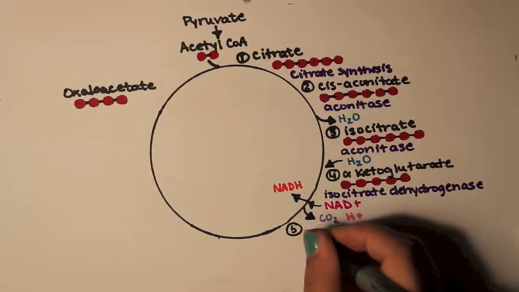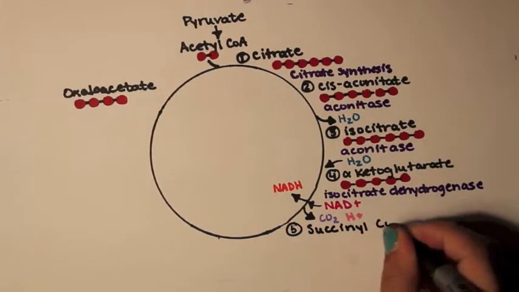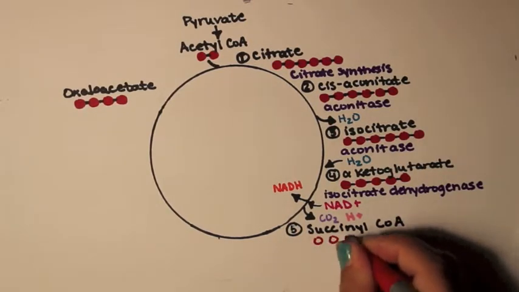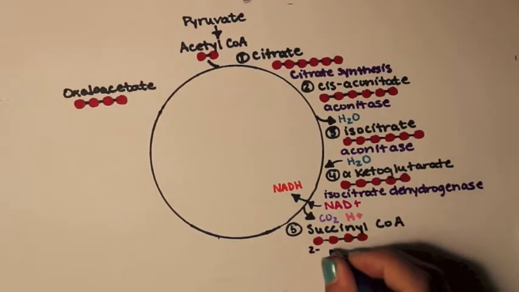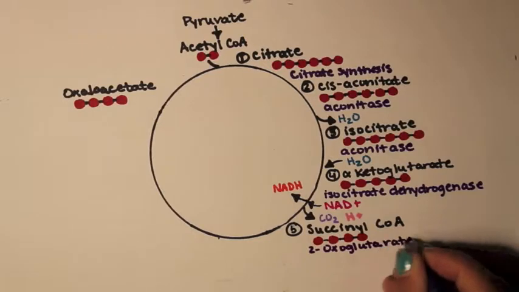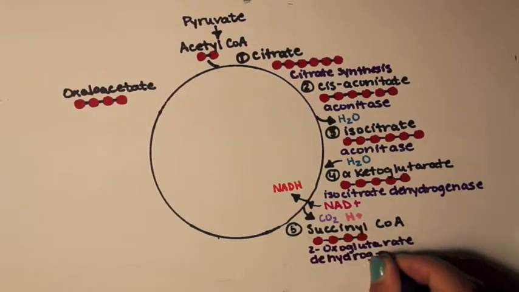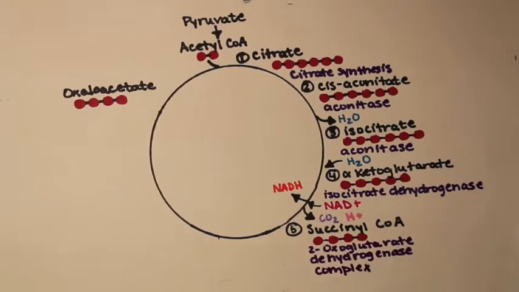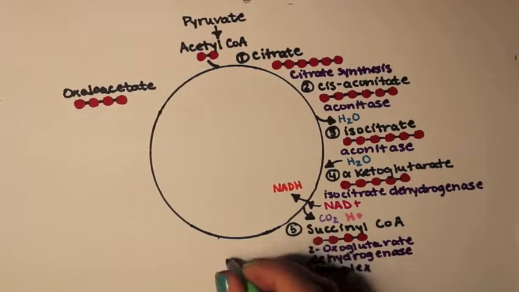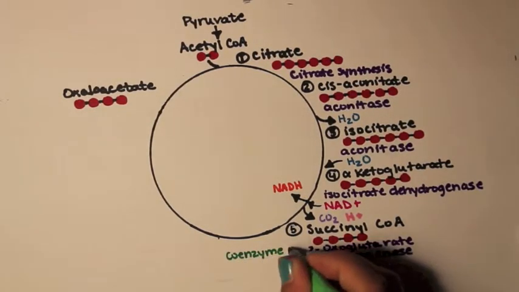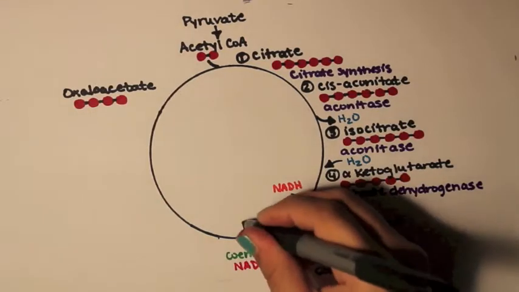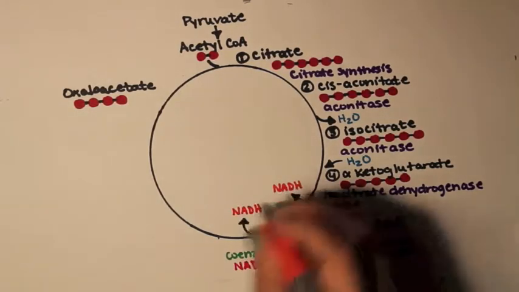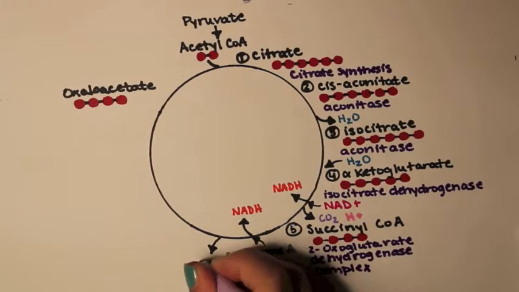In the fifth step, the 5-carbon alpha-ketoglutarate is converted to succinyl-CoA. This is a 4-carbon molecule. It is converted by using the 2-oxoglutarate dehydrogenase complex. Coenzyme A and NAD+ are used. NADH is produced, and CO2 and a hydrogen ion are released.